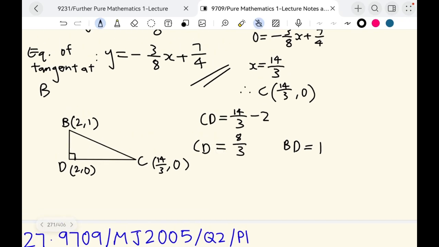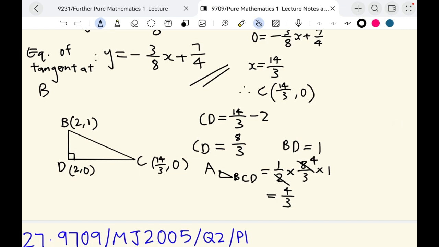Now for the area. Okay, so the area of the triangle BCD is equal to half times 8/3 times 1. Okay, and then cancel out the 2 and the 8. So in the end, you will get 4/3 as the area of BCD. So therefore, shown.